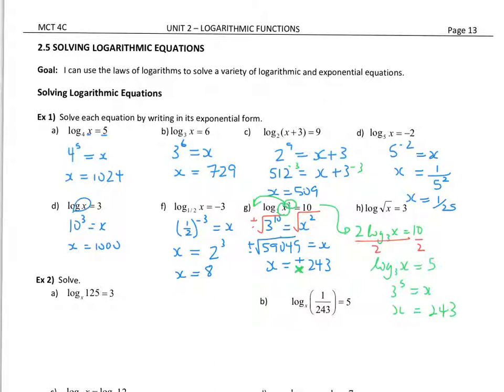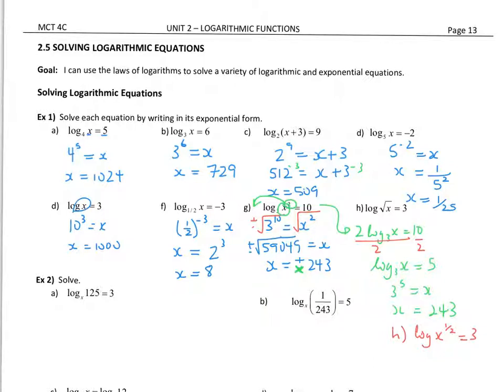Okay, so if I look at part H, I wonder if I can squeeze H down here. I'm going to put H down here. We've got the log of the root x. So log root x, that really is x to the 1/2 equals 3.